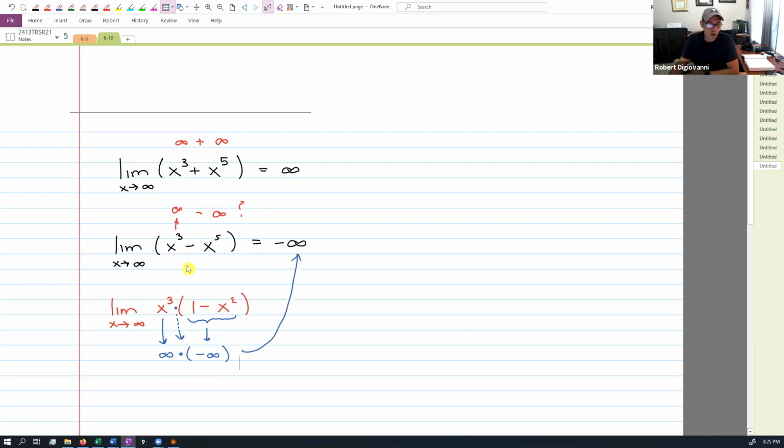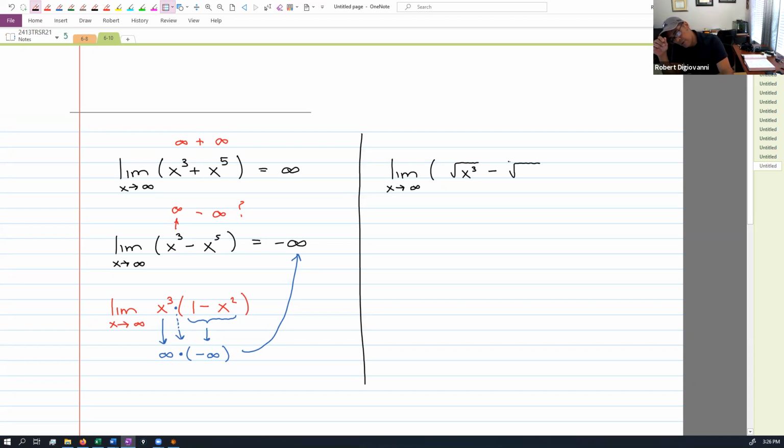So that's the same problem without using the idea of one of them dominating the other. Do y'all see that I did some factoring? Okay, now let me show you another problem like that and how we can convince ourselves of the answer using that same property. So what if I say, what's the limit as x goes to infinity of the square root of x to the third minus the third root of x squared.